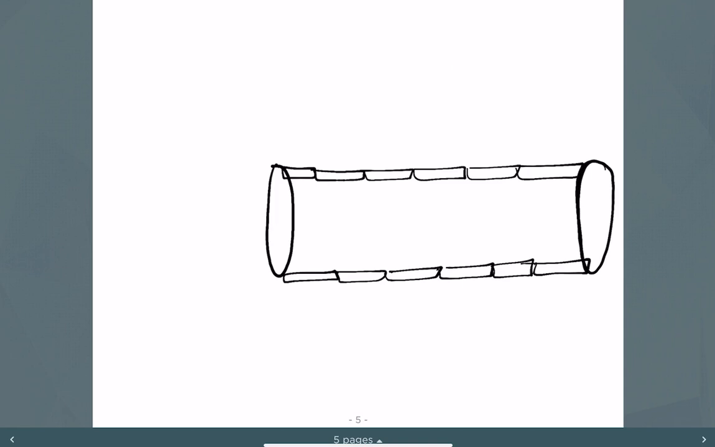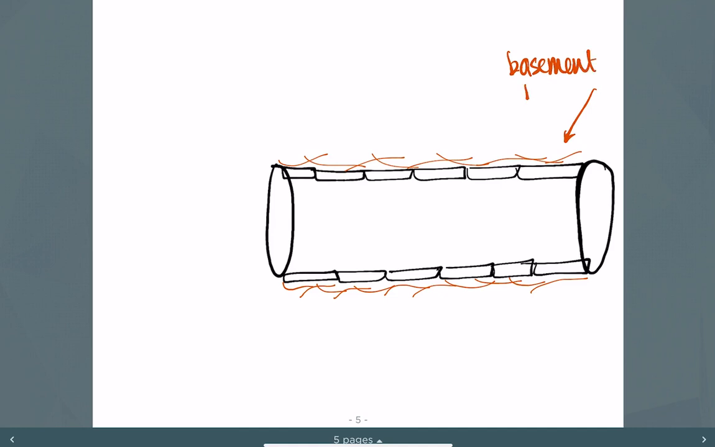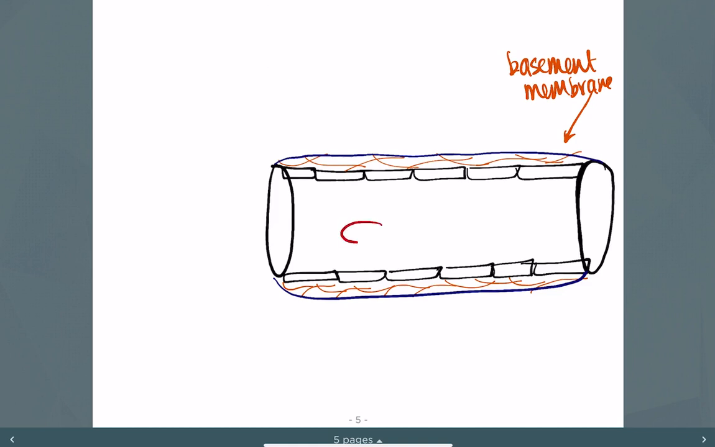So I'm going to add the basement membrane. I'll label it for you. So we've got the basement membrane here, and then the outer wall of the blood vessel. Let's close it all in. So we're dealing with a little bit more structure. All right, what's floating by? Obviously, we've got some red blood cells in here, so let's add those guys. We've got red blood cells.